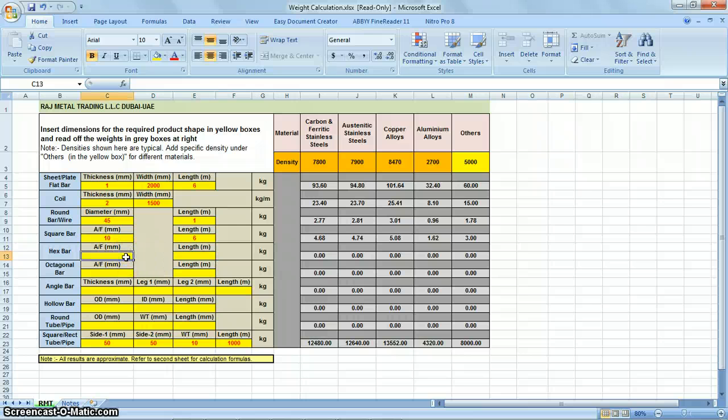Similarly for hex bar, say for example a 20 mm hex bar, put 20 mm, and 6 meter long is going to weigh around 8.11. Similarly octagonal bar, say for example 10 mm octagonal bar, 6 meter is going to weigh 3.88. Oh, I have to cross check, man. Similarly, angle bar. Now, this is important.